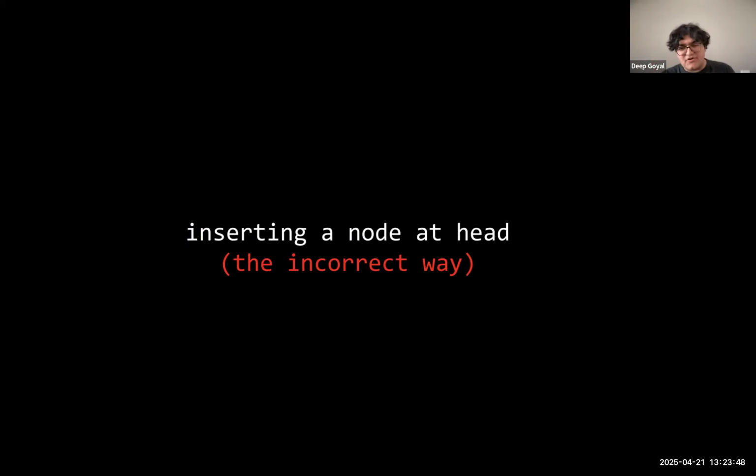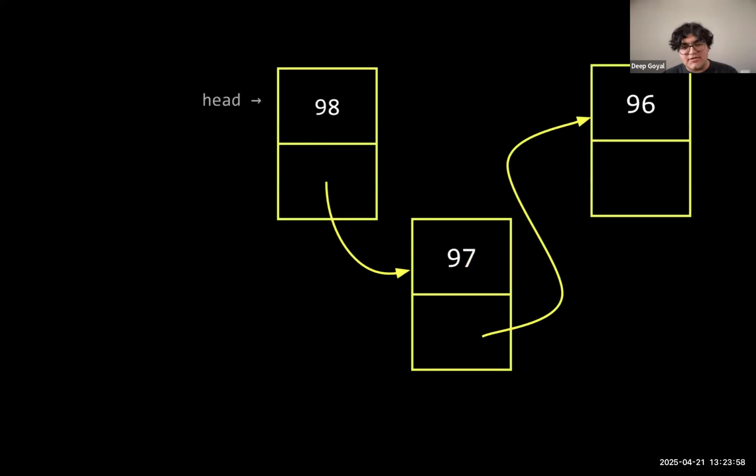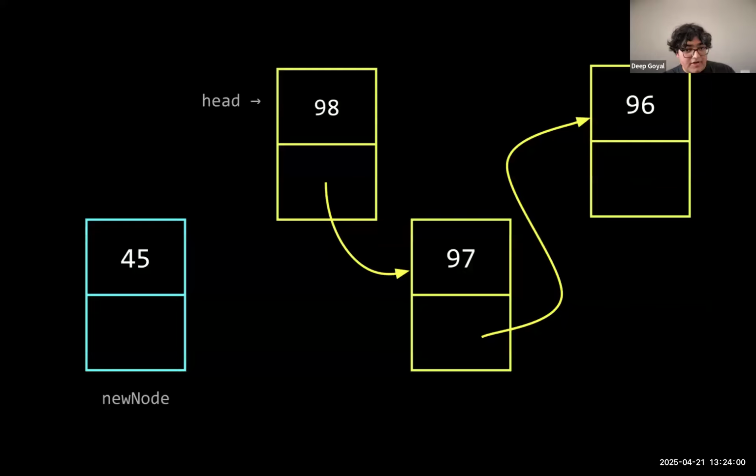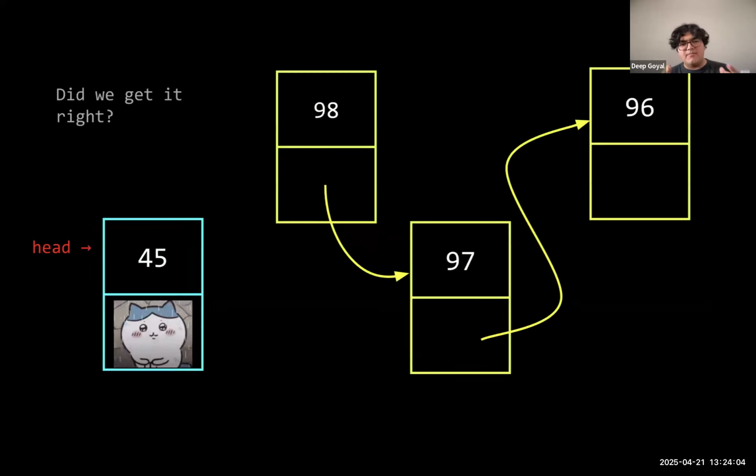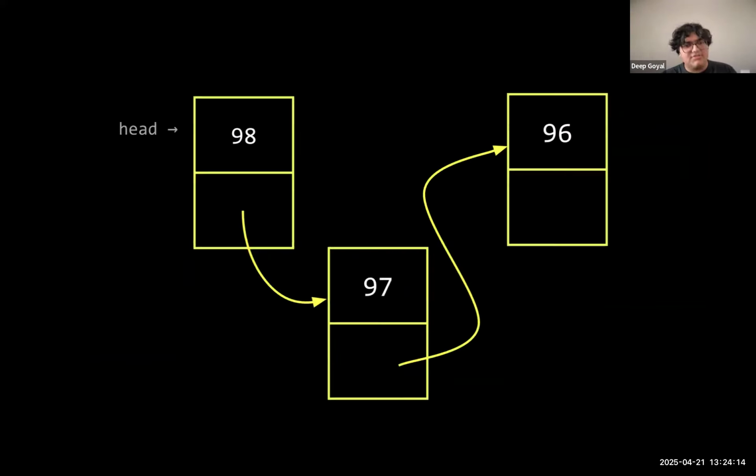A lot of students get it wrong because they forget to realize that order matters in linked list operations. So here's how we do it. Here's our linked list. Here's the new node. And what they do is they just link it. Head is equal to new node. But there's a big problem here, right? The next pocket was not filled here. And so we lost access to these nodes. So that's incorrect. And we lost access to the list.